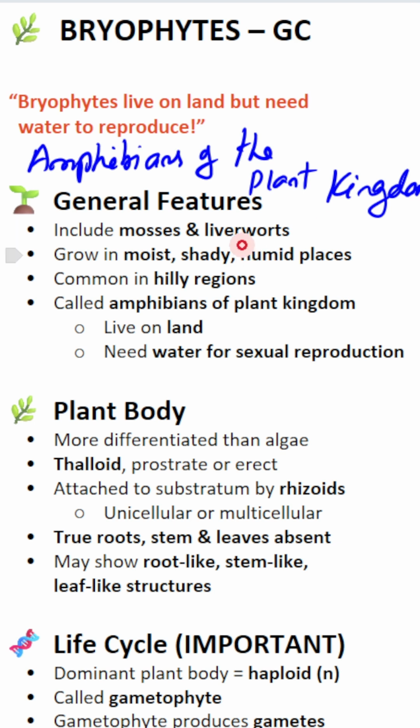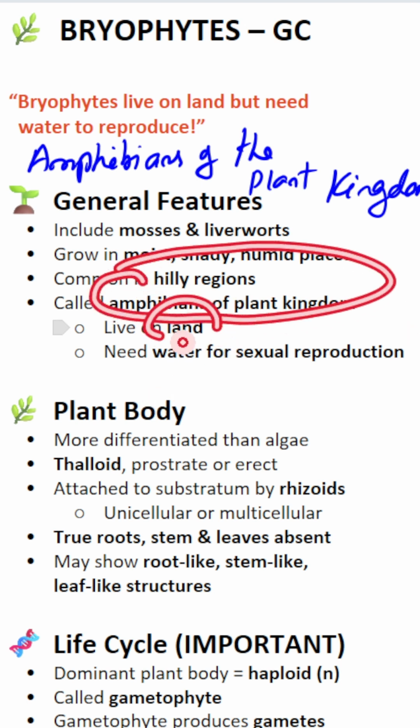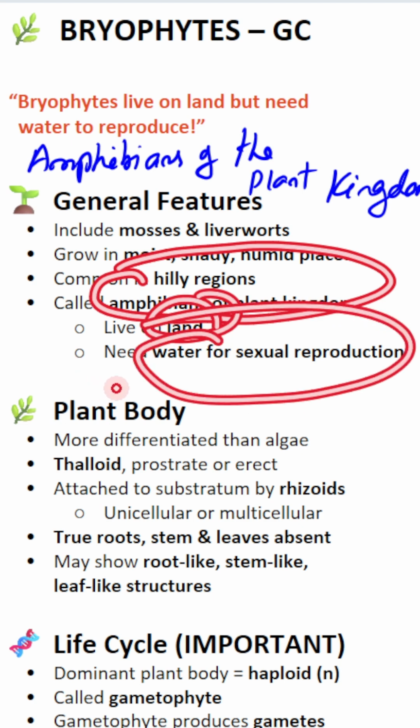Normally it includes mosses, the advanced bryophyte, liverworts, the ancestor or primitive bryophyte, and in between them we also find another bryophyte called hornworts. Bryophytes grow on moist, sandy and humid places because they need water for reproduction. They are also found in hilly regions. As we have already discussed, they are the amphibians of the plant kingdom because they live on land but need water for sexual reproduction.